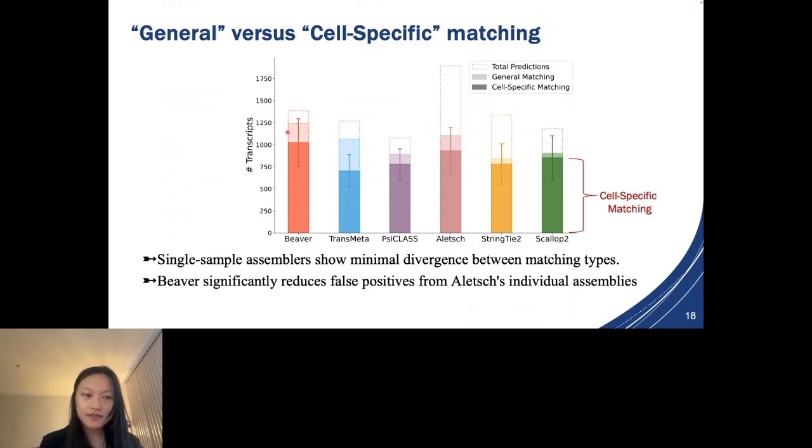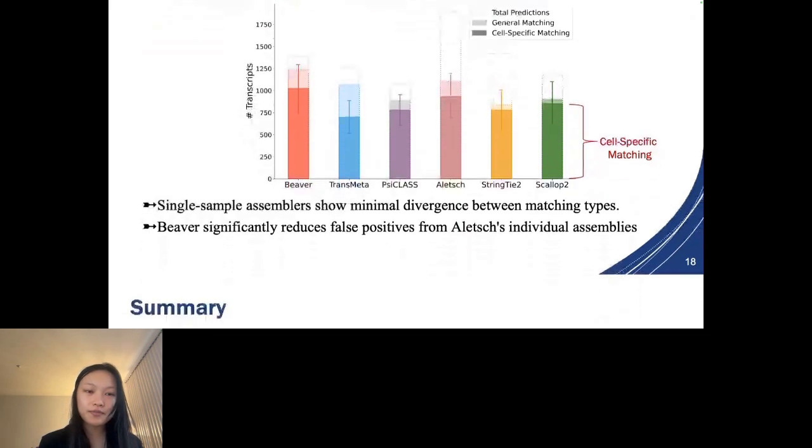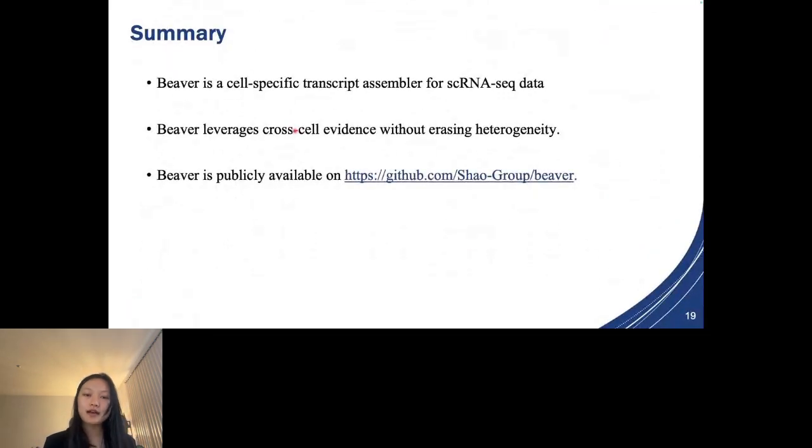The key result here is Beaver. Beaver starts with the same input as ALASH, but it dramatically reduces the number of false positives. That is, the gap between the total predictions and the true matches is much smaller. Beaver significantly improved not just the general accuracy, but also the cell-specific accuracy. It means that our learning framework is highly effective at filtering out incorrect assemblies and also correctly assigning transcripts to the cell of origin.